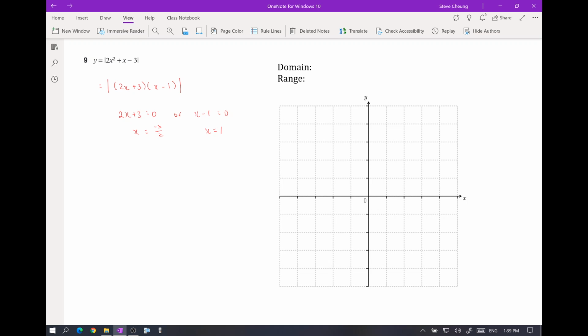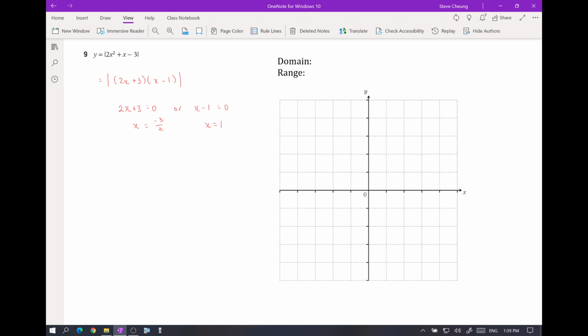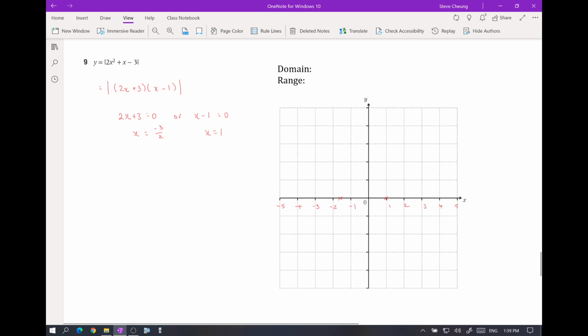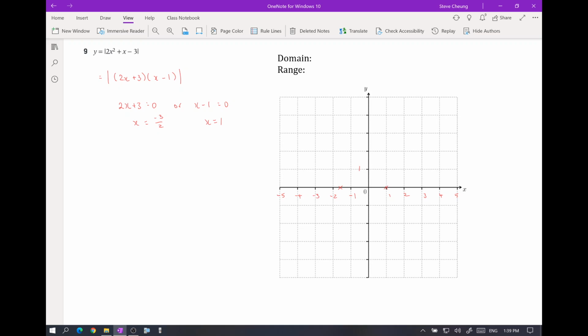Now these are going to be critical because they tell us when the graph is going to be below the x-axis. So if I put in these 2 points, this is roughly there and here. So originally, the quadratic curve inside the absolute value is opening upwards because it's leading by 2x squared. 2 is positive in this case.